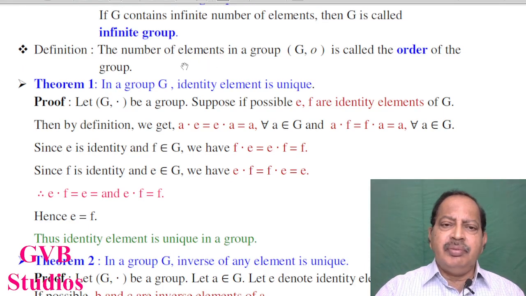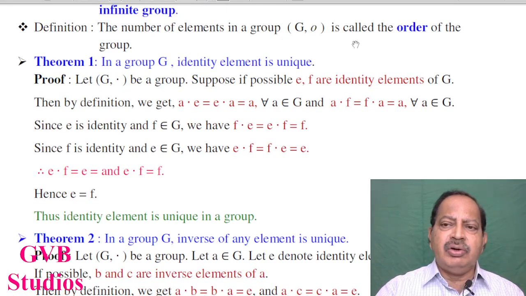Next, we go to some definitions. Order of the group: the number of elements in a group G is called the order of the group. Suppose a group G contains 4 elements, then we say the order of G is 4. If a group G contains 6 elements, we say the order of the group is 6. If G contains 27 elements, the order of the group is 27. If G contains an infinite number of elements, we say the order of G is infinite.